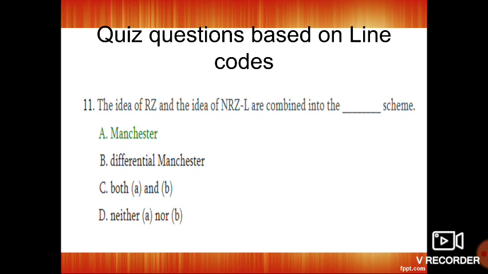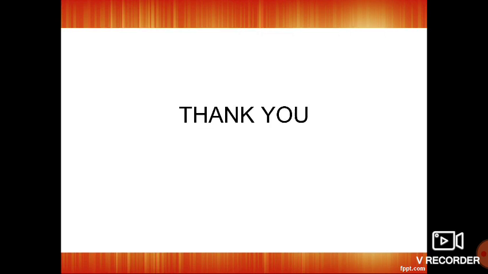We have one quiz question based upon line codes here. The idea of RZ and the idea of NRZ-L are combined into the Manchester scheme. As I said, Manchester is the combination of RZ and NRZ-L. It is combined to produce the Manchester scheme. So, this line code is used for digital data representation of signals.